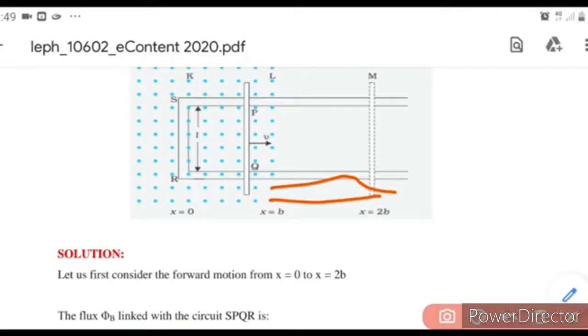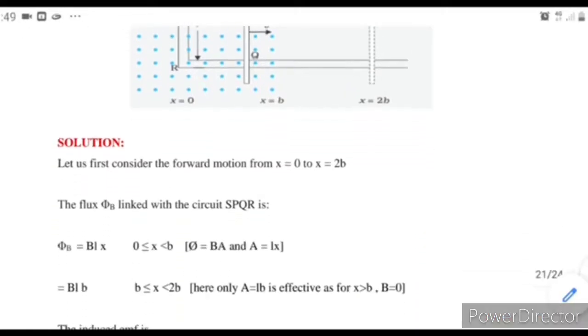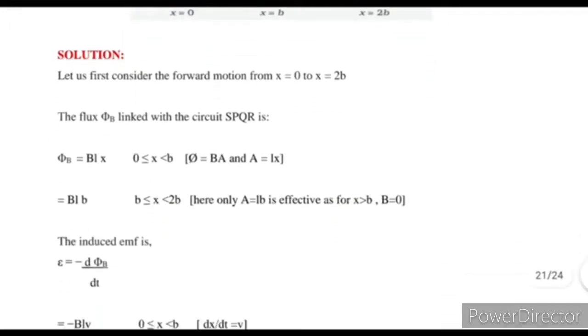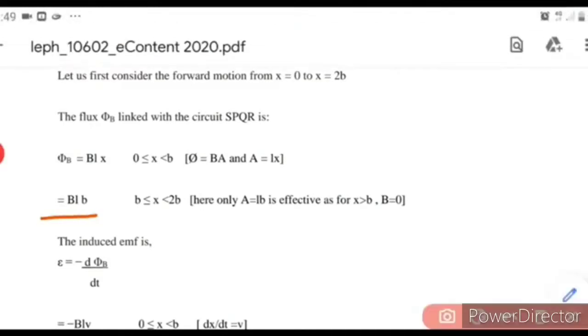So that is a point to be noted. When the conductor moves from x equal to 0 to x equal to b, the expression for flux is BLx. And when it is moved from x equal to b to x equal to 2b, the expression for flux is BLb. It is because when the conductor is moved from b to 2b, there is no change in magnetic flux.